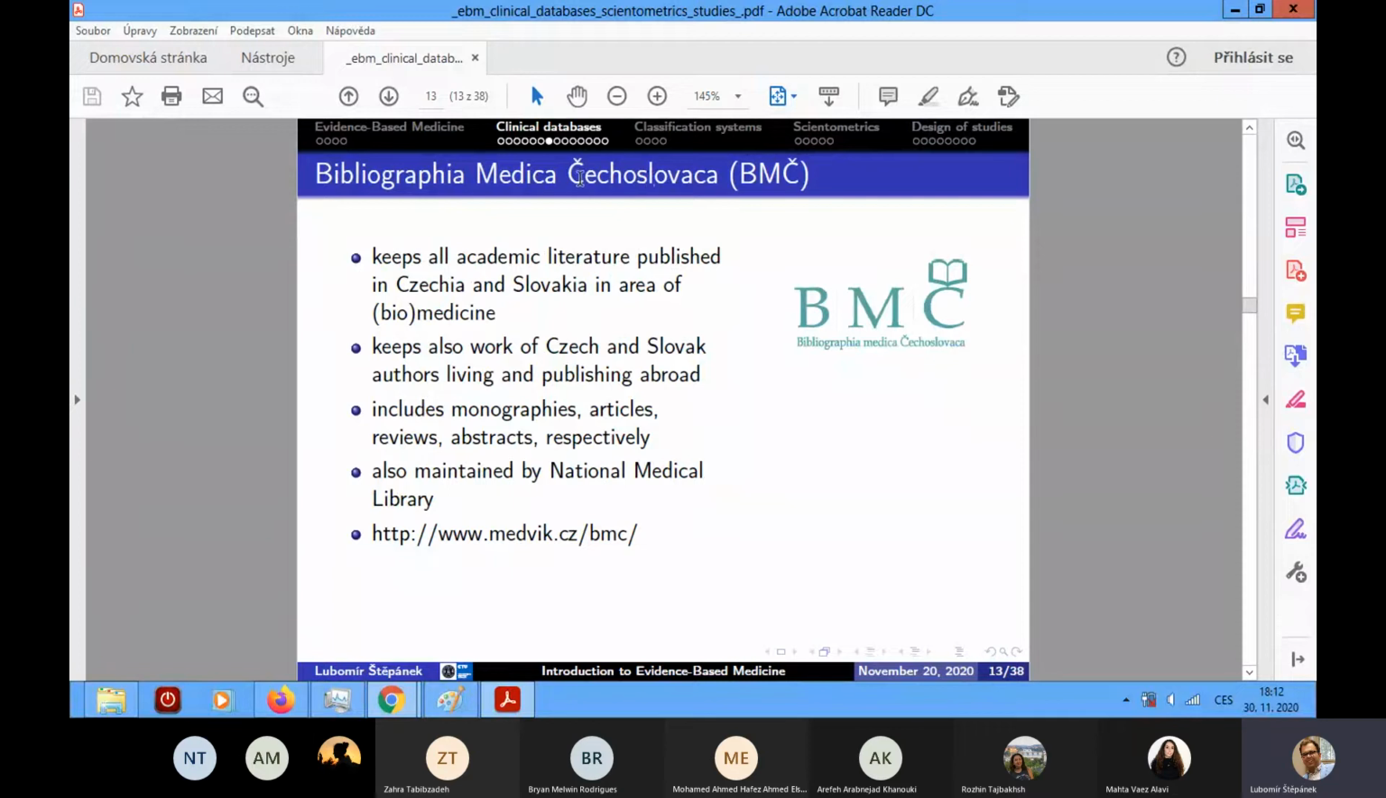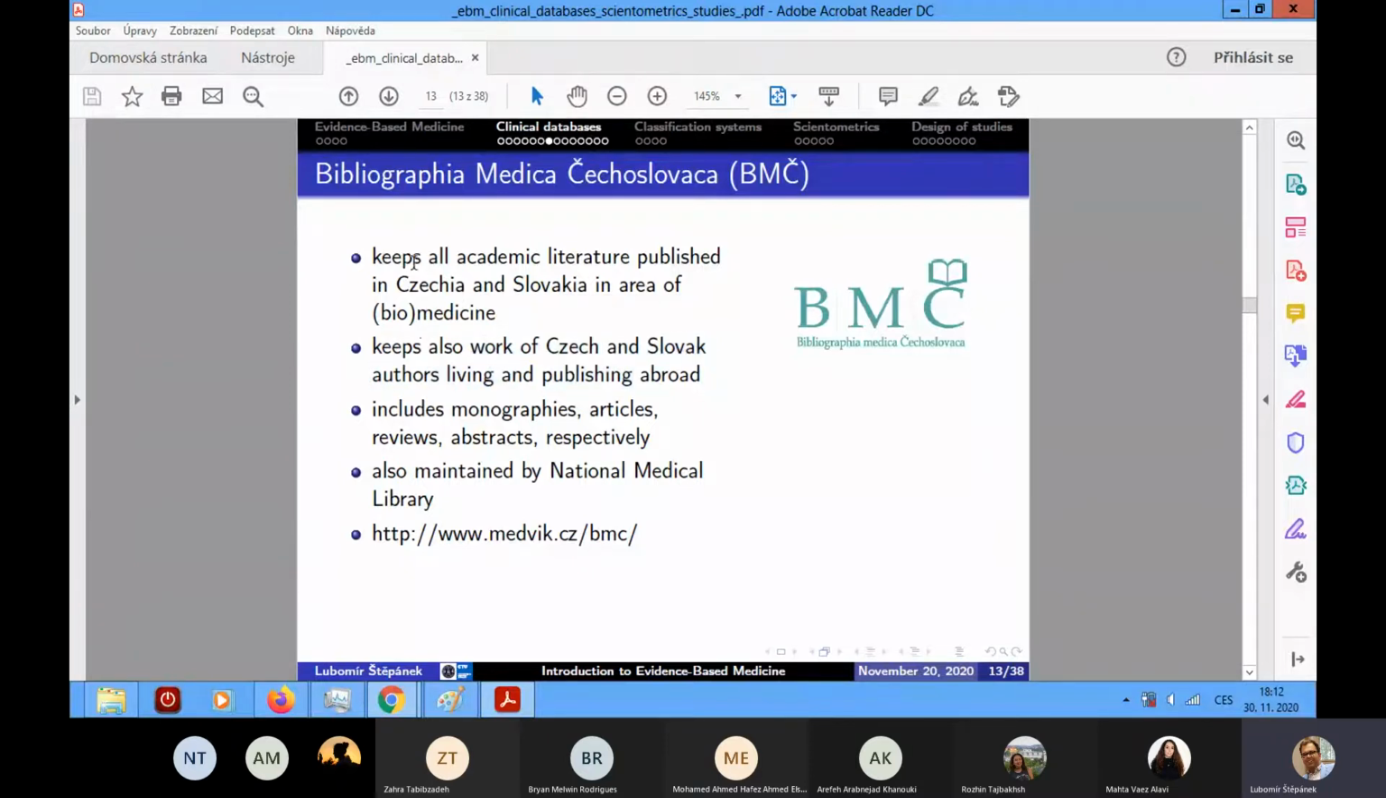Bibliographia Medica Czechoslovaca, it's something similar to PubMed, but in the Czech context. It's all academic literature published in Czechoslovakia in biomedicine. And it also works with Czech and Slovak authors publishing abroad.